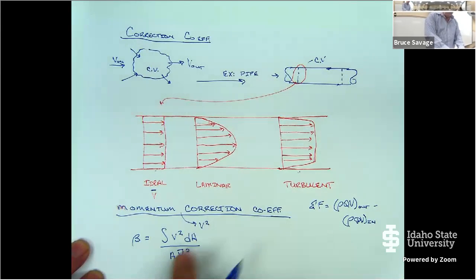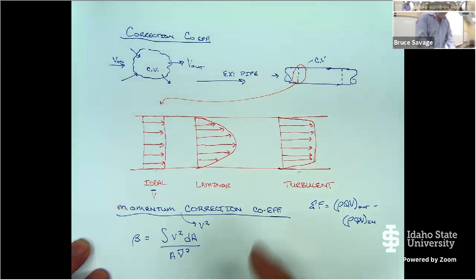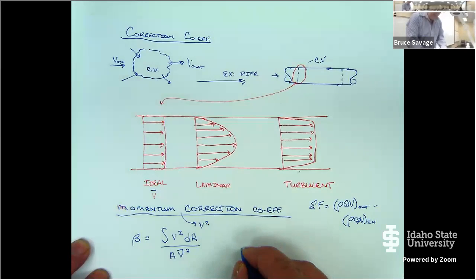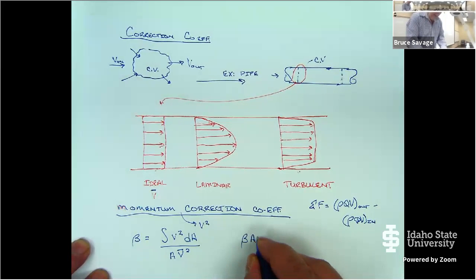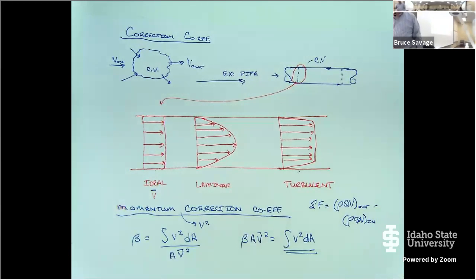When I integrate across the area, I get the area. And if I'm using the average, if the velocity doesn't change, if I have a fixed velocity, then I can just go ahead and square it. And then this is going to give me the correction factor. Okay? So in other words, if I multiplied this the other way, I could say then that beta times the area times velocity average squared is equal to the integral of velocity squared dA. And that would account for the momentum correction factor.